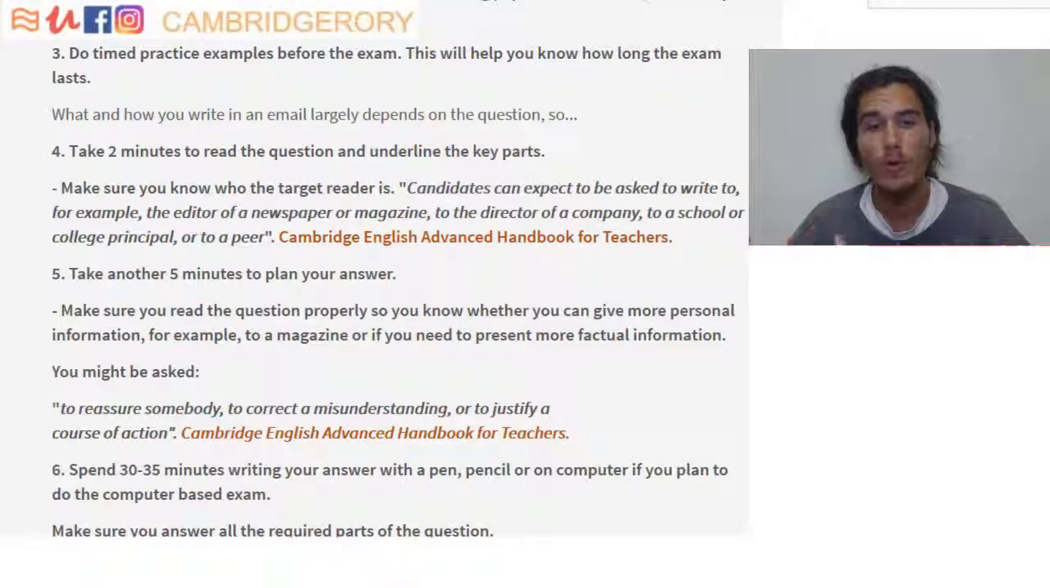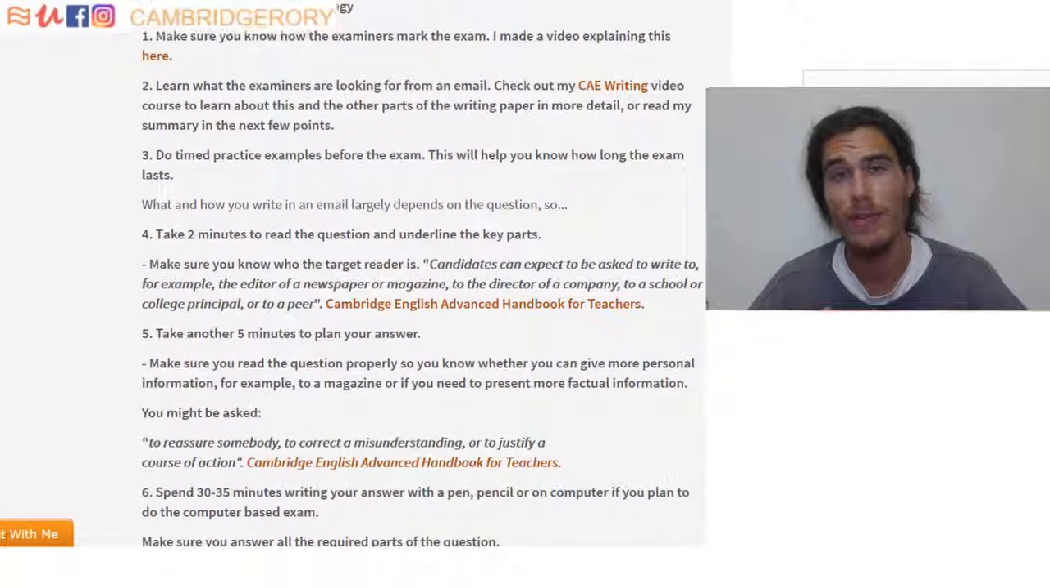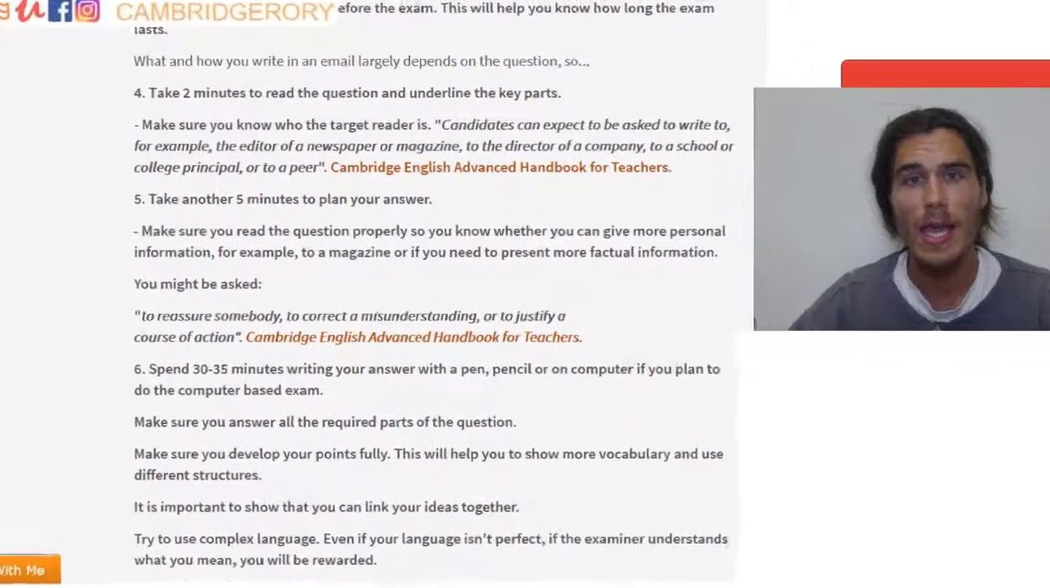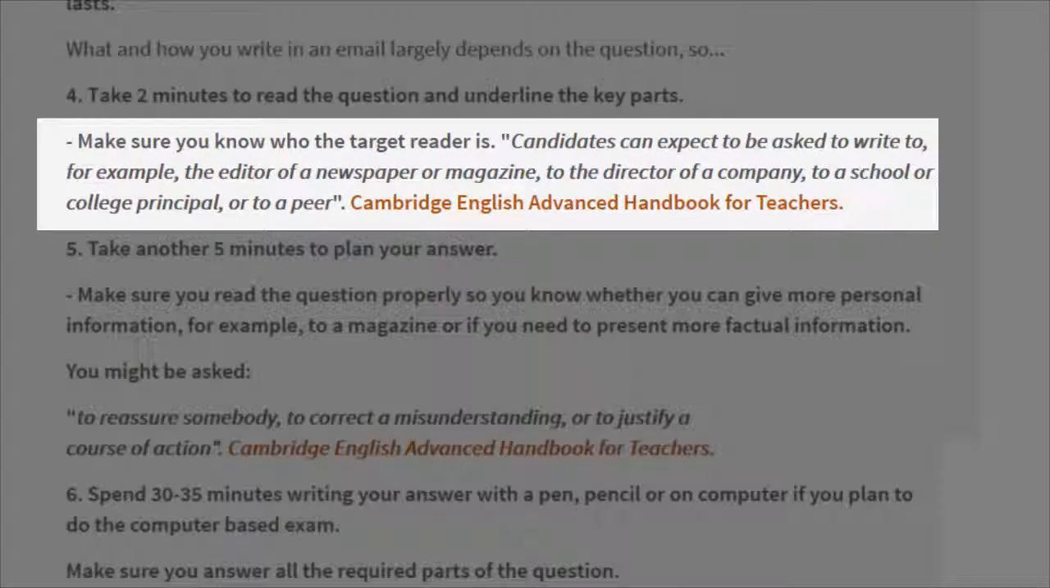And here's a useful quote that I've taken from the Cambridge English Advanced Handbook for Teachers. It says, candidates can expect to be asked to write to, for example, the editor of a newspaper or magazine, the director of a company, to a school, to a college principal, or to a peer. So depending on who you are writing to will impact how you write in your email and the type of language you use. So make sure you know who is the target reader.